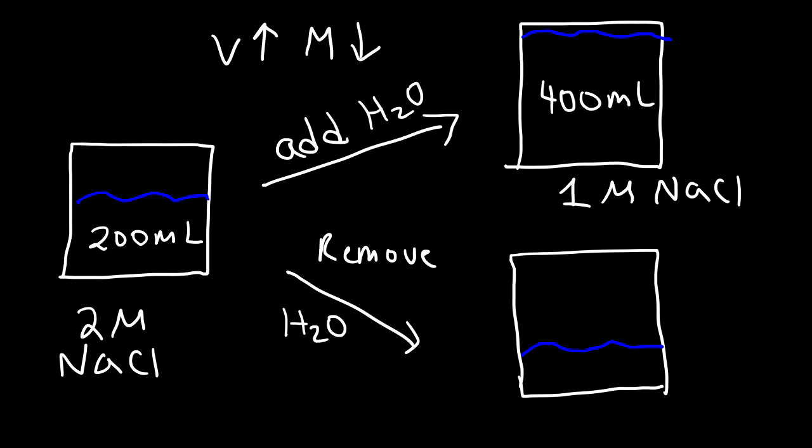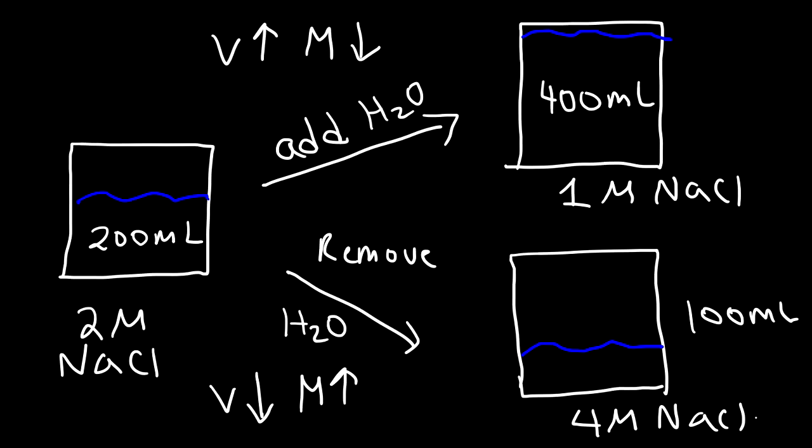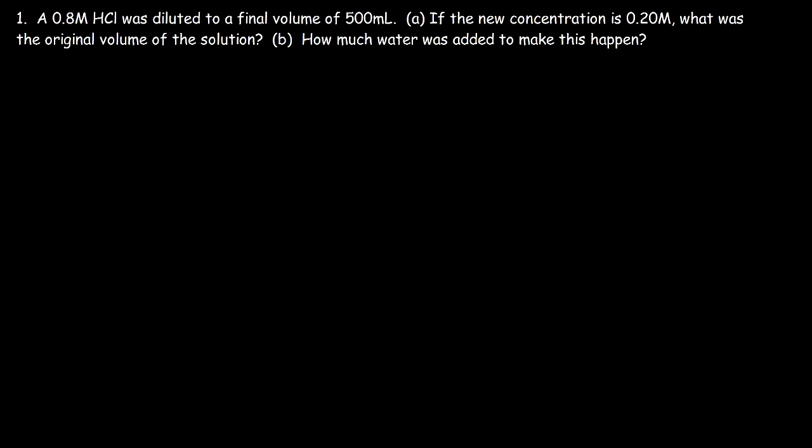So let's say you get the volume down to 100. If you decrease the volume, the concentration will increase. So now you'll have a 4 molar sodium chloride solution. So anytime you want to decrease the concentration, dilute it with the addition of water. If you want to increase the concentration, remove water by evaporation or add more solute to it. Now let's work on a few problems.